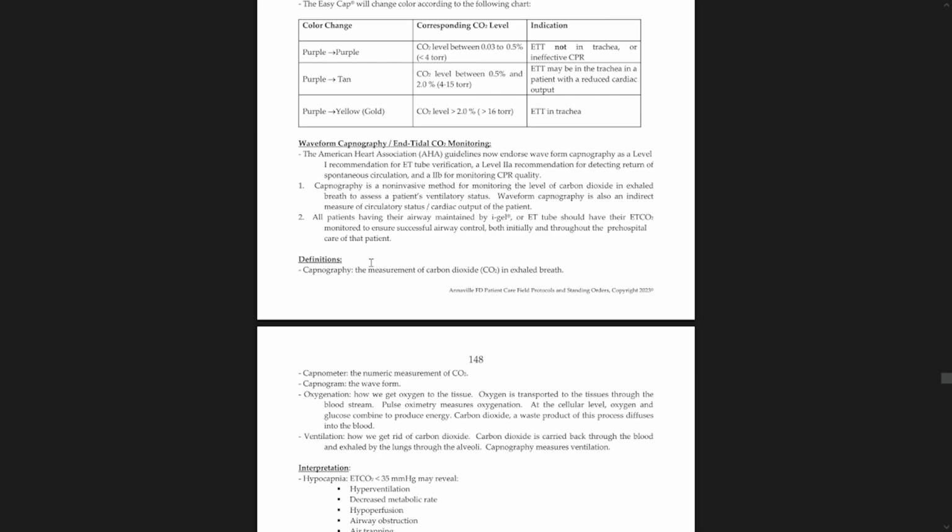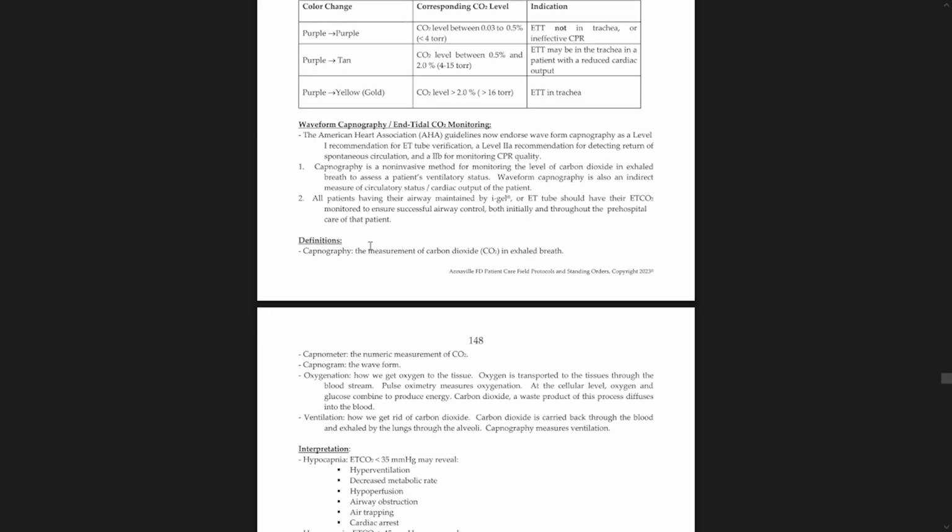Capnography is a non-invasive method for monitoring the level of carbon dioxide in exhaled breath to assess a patient's ventilatory status. Waveform capnography is also an indirect measure of circulatory status and cardiac output of the patient. All patients having their airway maintained by an iGel or an ET tube should have ETCO2 monitoring to ensure successful airway control both initially and throughout the pre-hospital care of the patient.